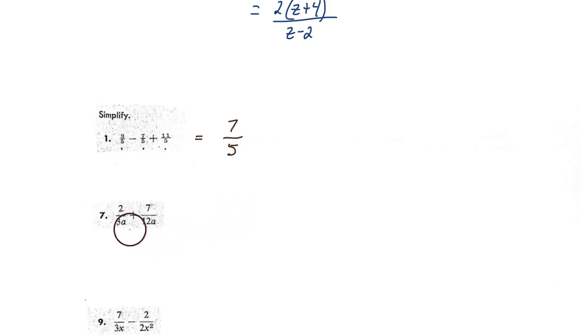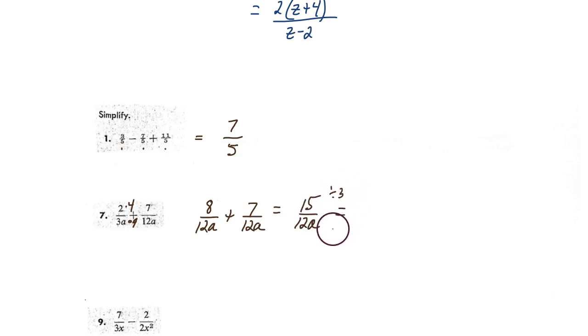Number 7 is the same thing, but it doesn't have common denominators. So the lowest common denominator you can make from 3a and 12a is 12a. So to make 12a, you times by 4 and times by 4. This becomes 8 over 12a plus 7 over 12a. This makes 15 over 12a, which now reduces because top and bottom both divide by 3. So final answer is 5 over 4a.